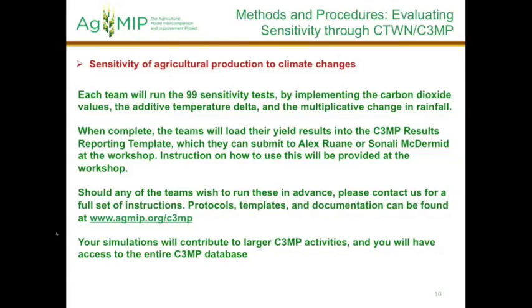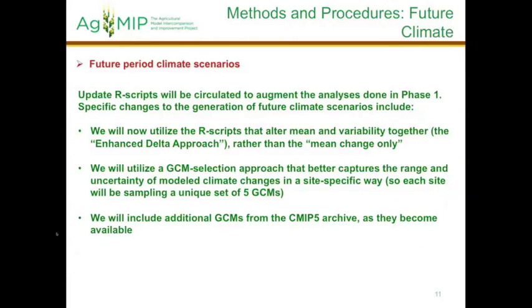Okay. So a quick word about the future climate scenario methods. We'll have just some updates to the R scripts that will be circulated, and specific changes to the generation of the future climate scenarios include R scripts that alter mean and variability together, an enhanced delta approach. These were in fact distributed, although they will be updated a bit during phase 1. I think some of you have actually run the mean and variability changes at your site, but we'll be using the mean and variability change first and foremost, whereas phase 1 utilized more the mean change only.